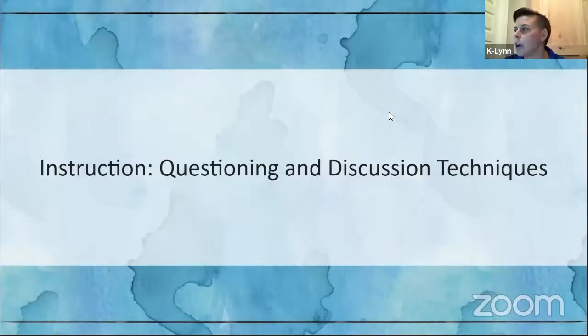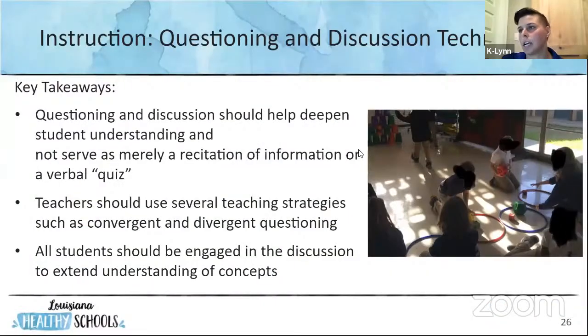Perfect. All right, so instruction, questioning, and discussion techniques. The key takeaways from this area within the Compass rubric are that question and discussion should help deepen student understanding. And this is not just a quiz, right? What are the skill cues of an underhand toss? That's great and important and might be developmentally appropriate for kindergarten. But again, we need to be asking questions that have to do with the strategies of the game. It doesn't matter how big a volleyball court or a tennis court is. That's not applicable to gameplay.